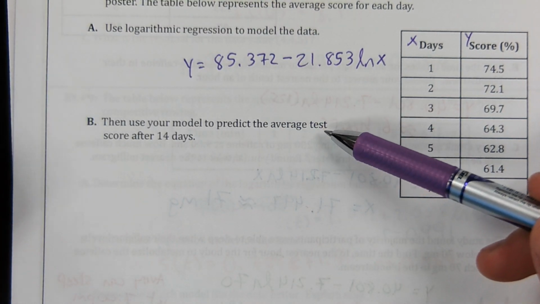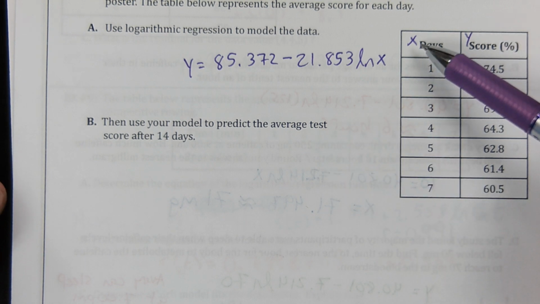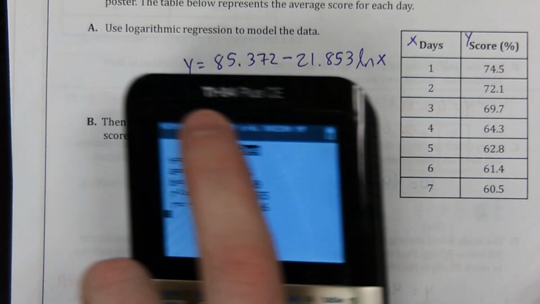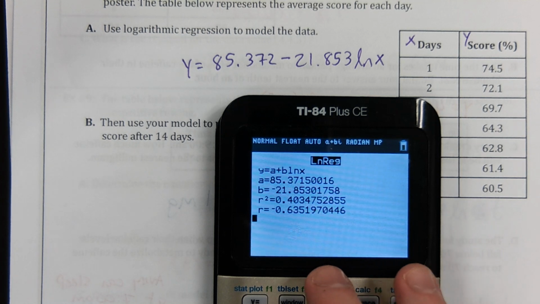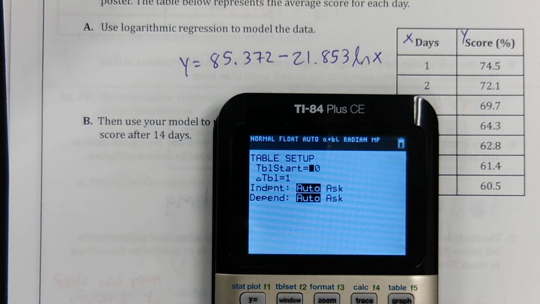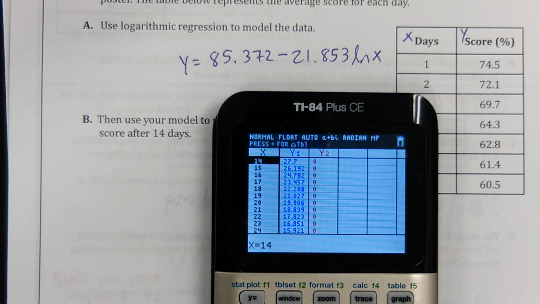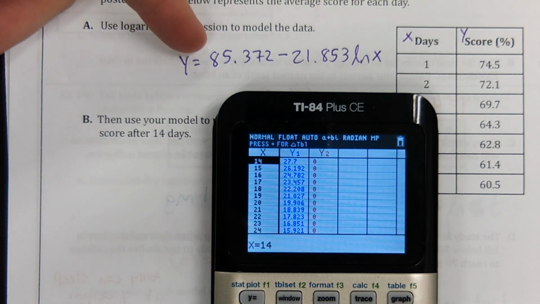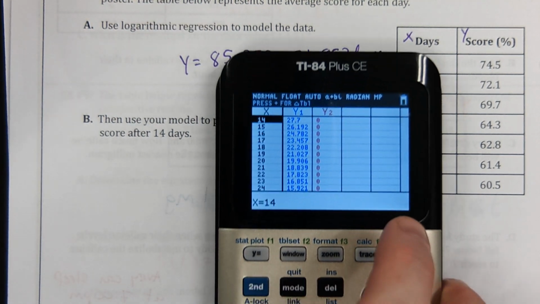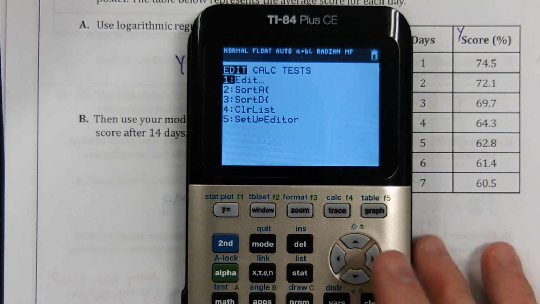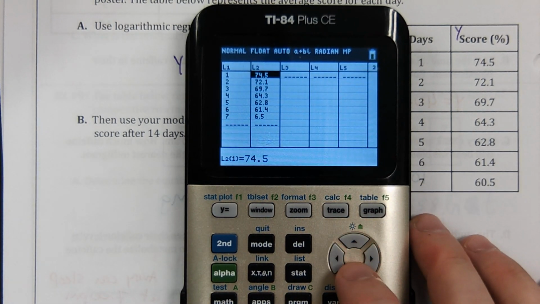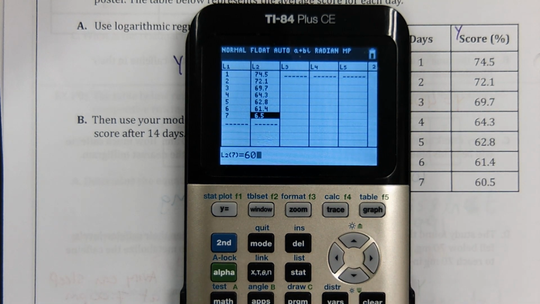Use the model to predict the average test score after 14 days. So I'm going to just go to second table set and enter 14. And the second table. Is something wrong? Is my model wrong? Did I type it in wrong? Oh, I missed a 0. Ain't that about a B?